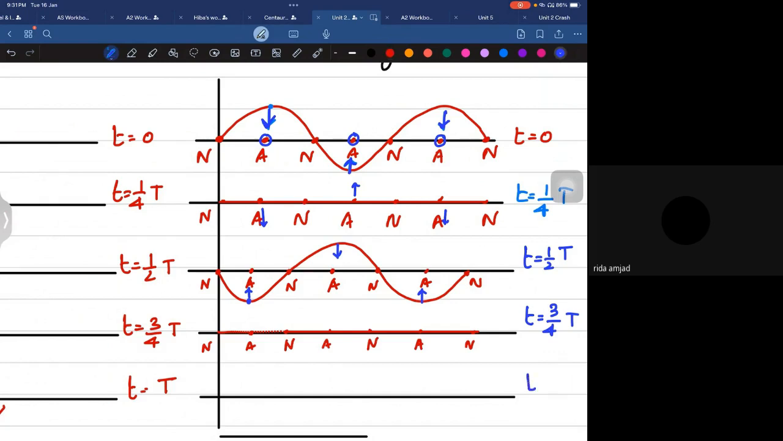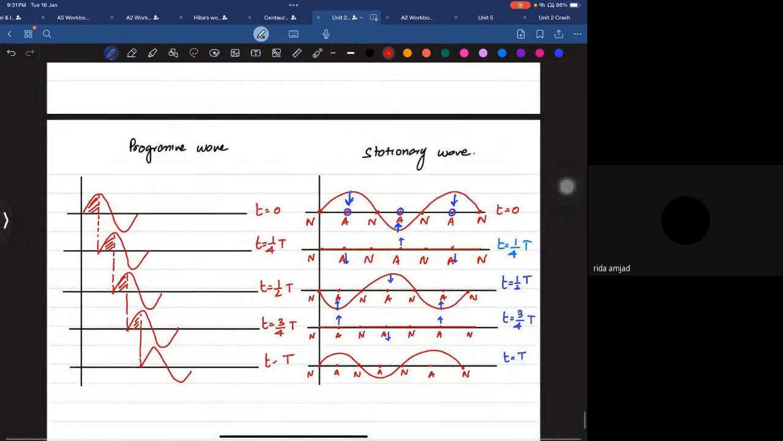In the fourth quarter, which is the full time period, again, this antinode will continue to move up, this will come down, this will move up. So the wave is going to look exactly like the first one that we had because it has completed one whole oscillation, right? Now, if you basically look at the difference between the two, the standing wave is not moving anywhere. It is just going up and down, whereas a progressive wave is transferring energy from one point to another. Understood?